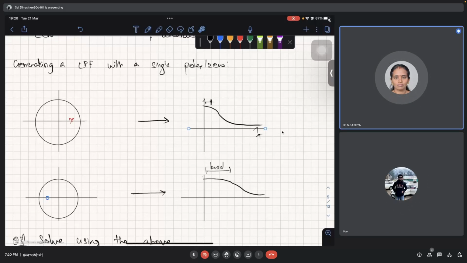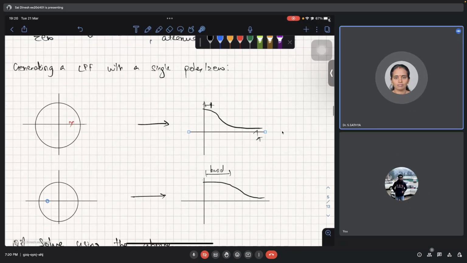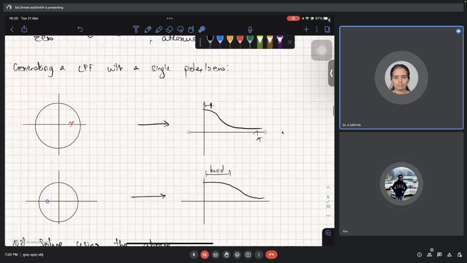I think this is a vast topic, right? Yeah, kind of, but if you understand this basic concept, you can do it for any number of poles and zeros.